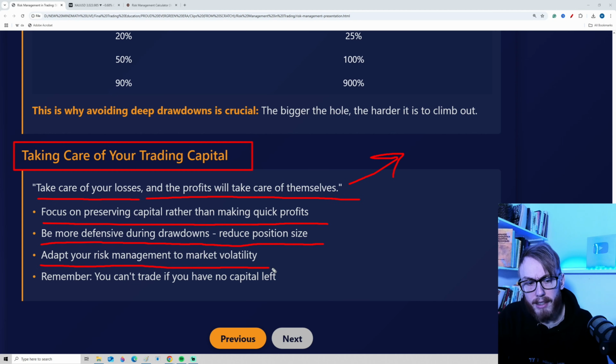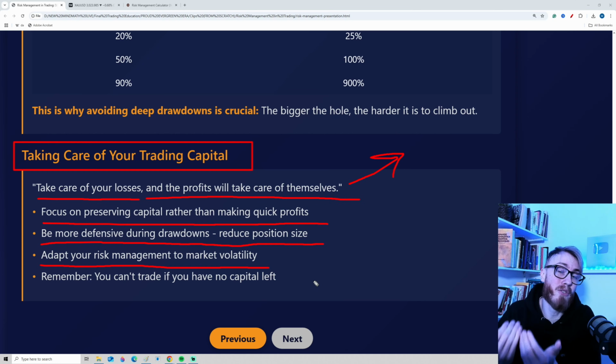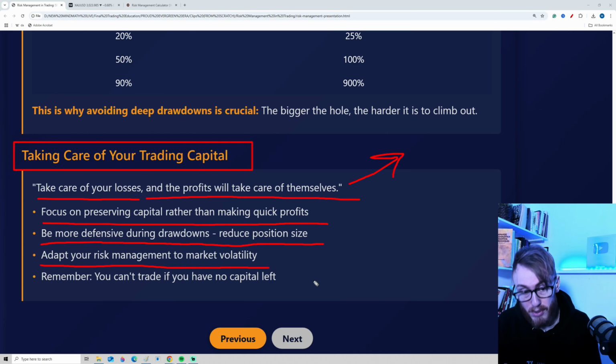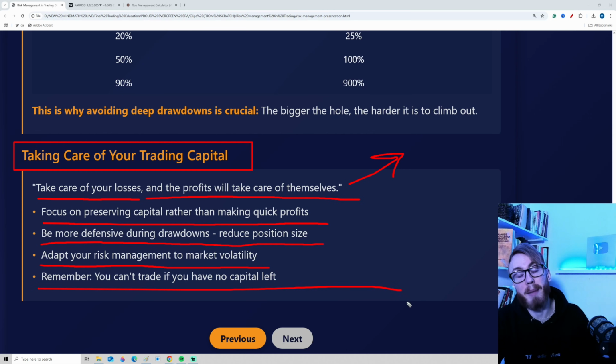And also, another key thing is that you can actually adapt your risk management to market volatility. So if we have more volatility, you may want to reduce, for example, your position size or risk to reward ratios. And also, last but not least, remember, you can't trade at all if you have no capital left.